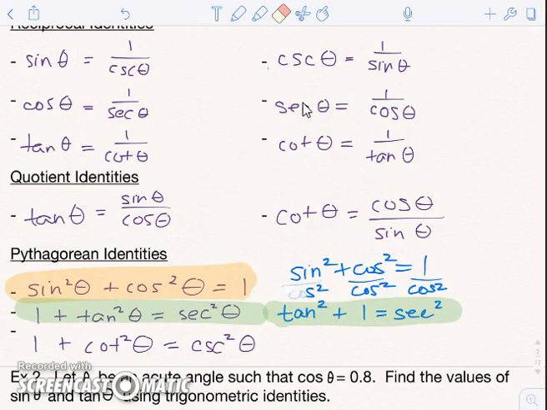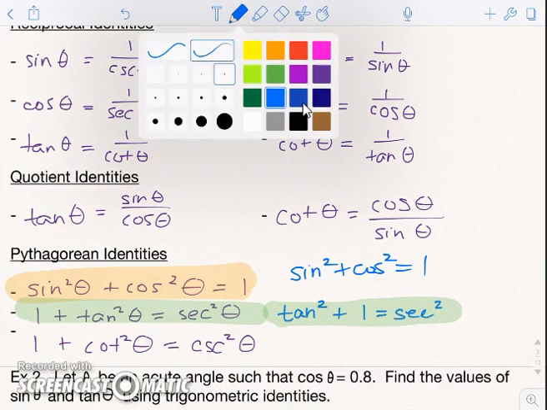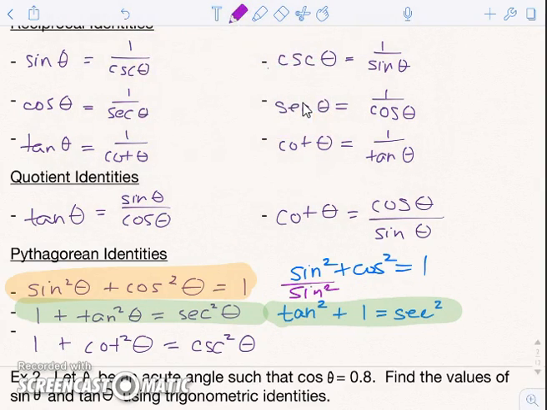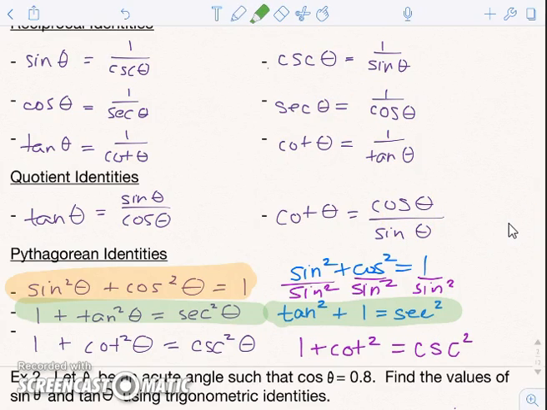So now you're going to see what happens if I divide each piece by sine squared. I end up with sine squared divided by sine squared is 1. Cosine squared divided by sine squared is, well, cotangent is cosine divided by sine, so cosine squared divided by sine squared must be cotangent squared. And 1 over sine is equal to cosecant, so 1 over sine squared must be cosecant squared. So here's your third Pythagorean identity.